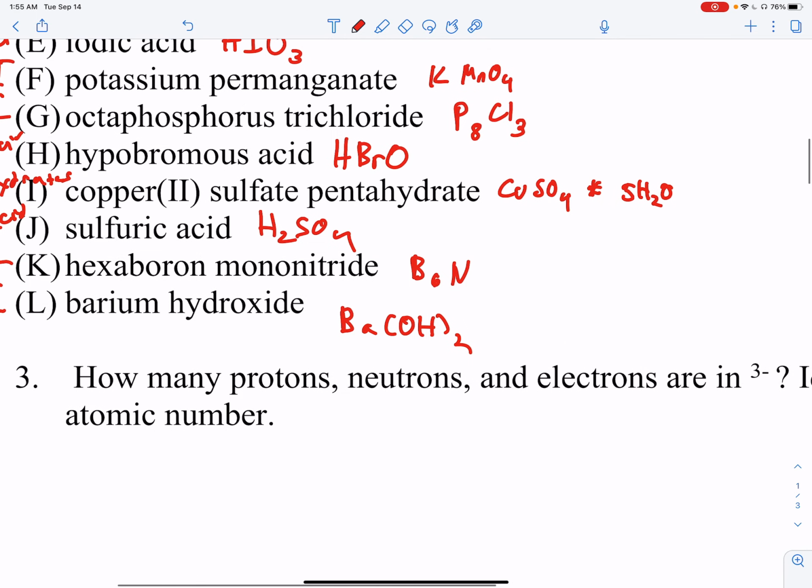Moving on, number 3 deals with isotopic designation.